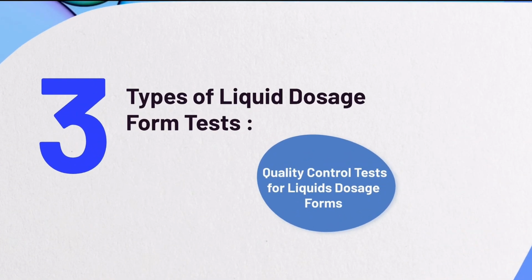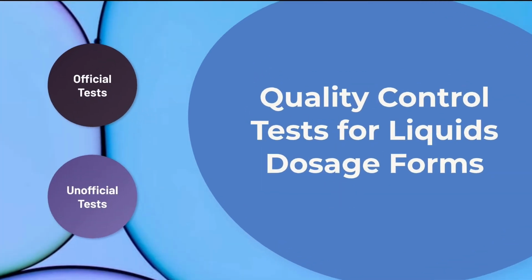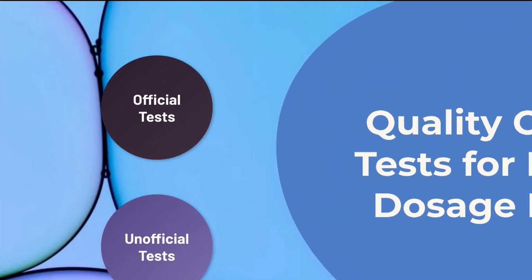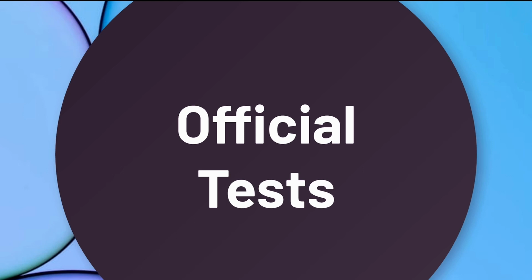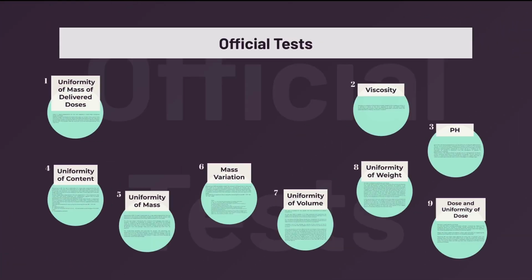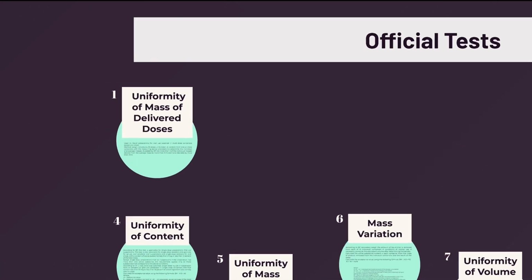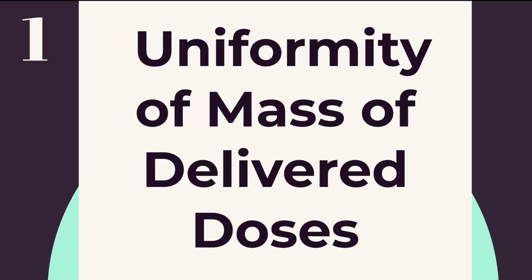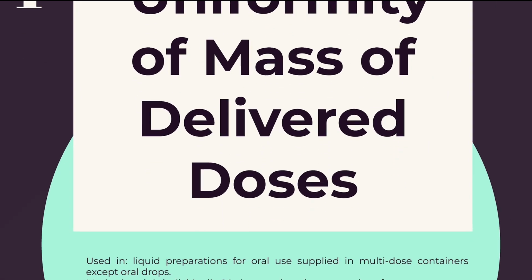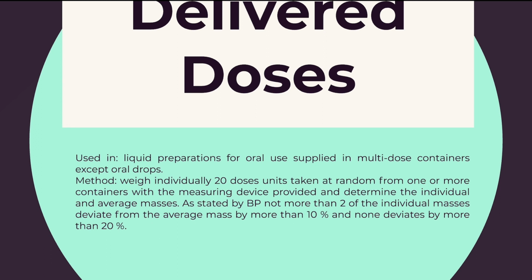Third point, the second type of liquid dosage form tests. Quality control tests for liquid dosage forms. First, official tests for liquid dosage forms. 1. Uniformity of mass of delivered doses. Used in liquid preparations for oral use, supplied in multi-dose containers, except oral drops.